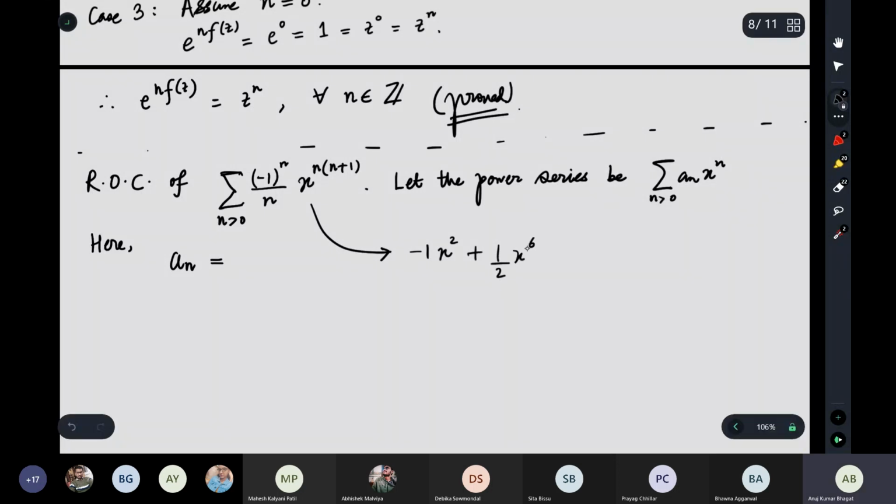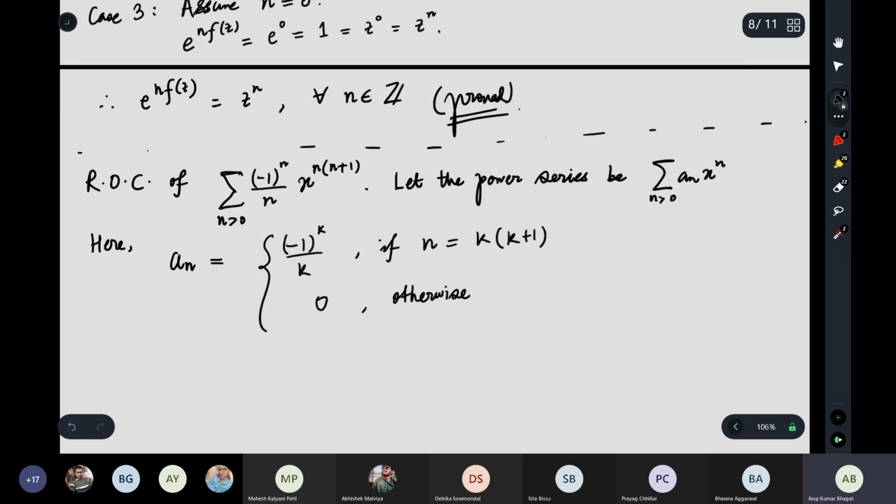So look here, the coefficient of x cube, x to the power 4, x to the power 5 are all 0. So you cannot say that an is always minus 1 to the power n by n. So keep that in mind, this is not an what you are thinking. So an is basically minus 1 power k by k if n is a number of the form k into k plus 1. Otherwise, it is 0.